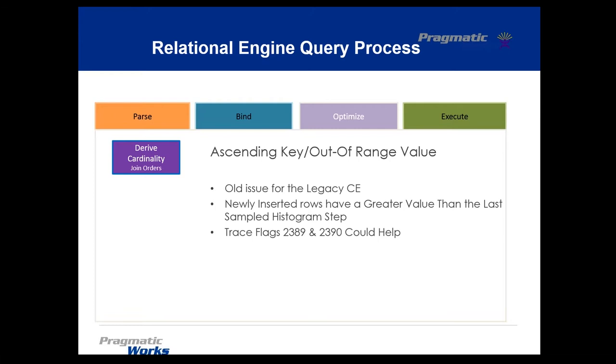And so what happens is you do not get a good statistical estimate when you're looking for rows. It can force a scan. One solution was to use trace flags, either 2389 or 2390, to enable automatic generation of statistics for ascending keys. This behavior was not on by default.